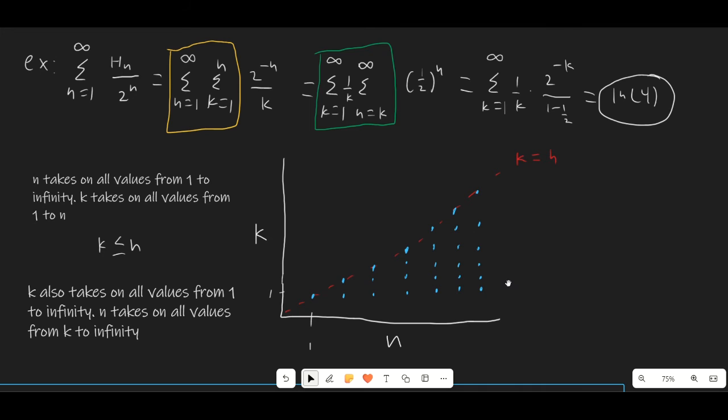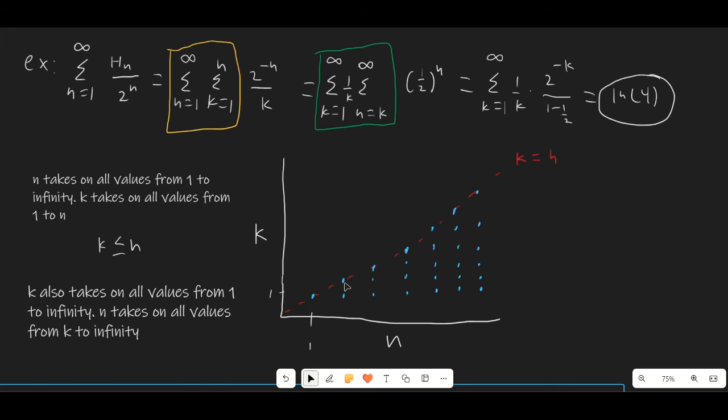Now, how did I do this? Well, first of all, I know n takes on all values from 1 to infinity, so I don't really need to worry about that. What I am worried about is k. So first of all, I drew the line x equals k in the graph right here. This is our important dependence. This is how the bounds of k depend on n.